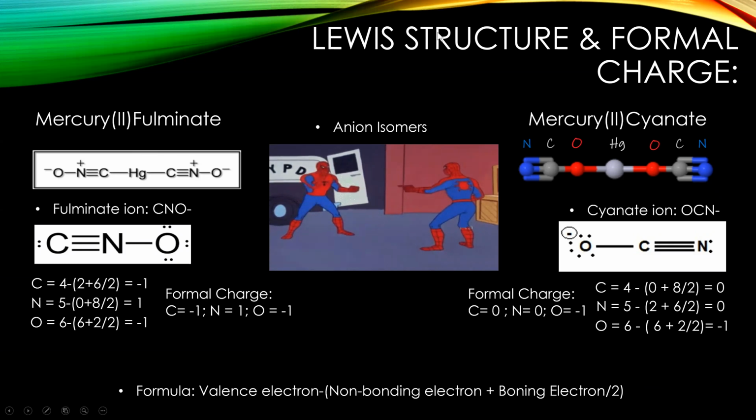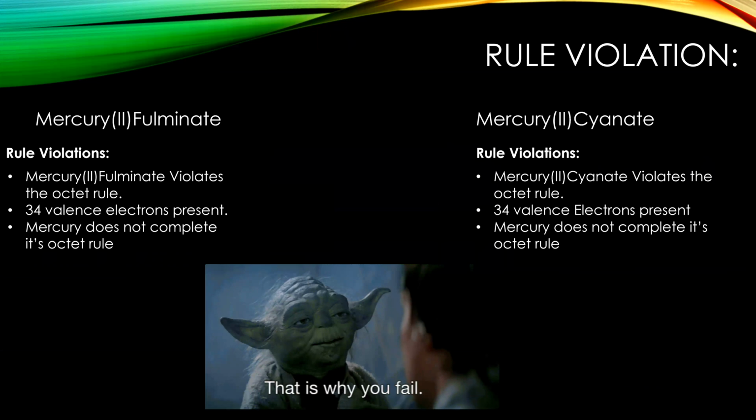Same thing goes for mercury 2 cyanate. It has a total of 2 valence electrons and then bonds with two single bonds, meaning you have 4. 2 plus 4 is 6. So that means it has less than 8 valence electrons, meaning it violates its octet rule.